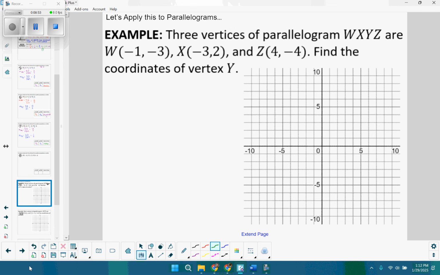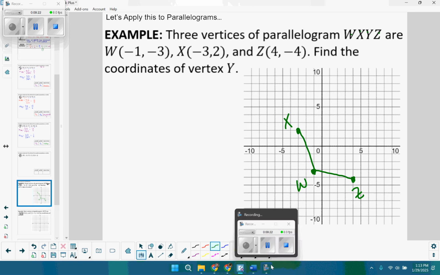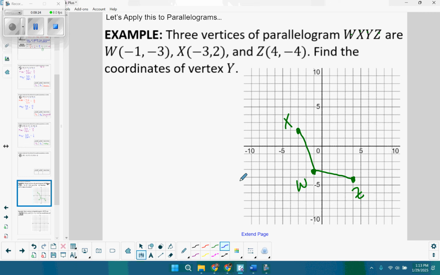All right, and now let's apply this to parallelograms. We are given 3 vertices of a parallelogram. W is at -1, -3. X is at -3, 2. And Z is at 4, -4. If it's supposed to be W, X, Y, Z, W connects to X connects to Y connects to Z, and Z connects back to W. So we're looking for where Y belongs.